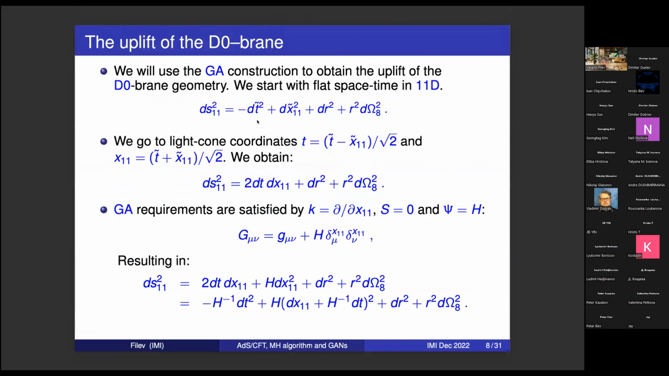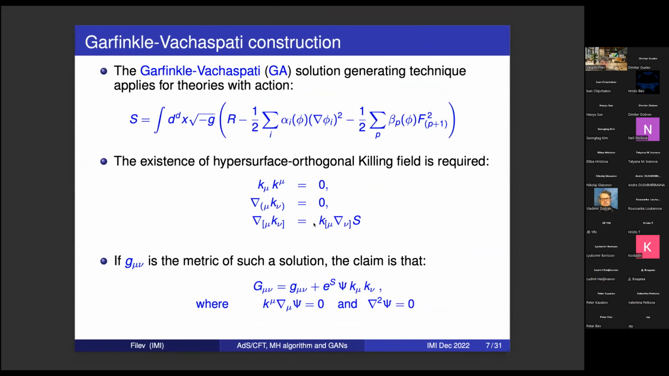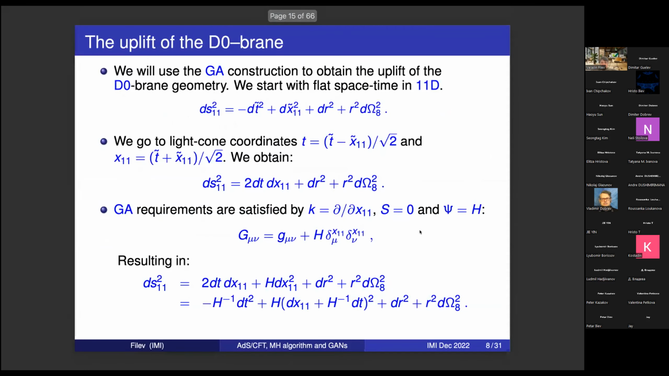You rewrite your space-time in flat coordinates, and then you use the Killing field associated to translations along X11. It is a hypersurface orthogonal Killing field. S is 0. You can show that it satisfies it with S equals 0, meaning that it is just true that this is equal to 0. And then psi is equal to H, which is just renaming, because H is the usual choice for the scalar in this family of metrics.